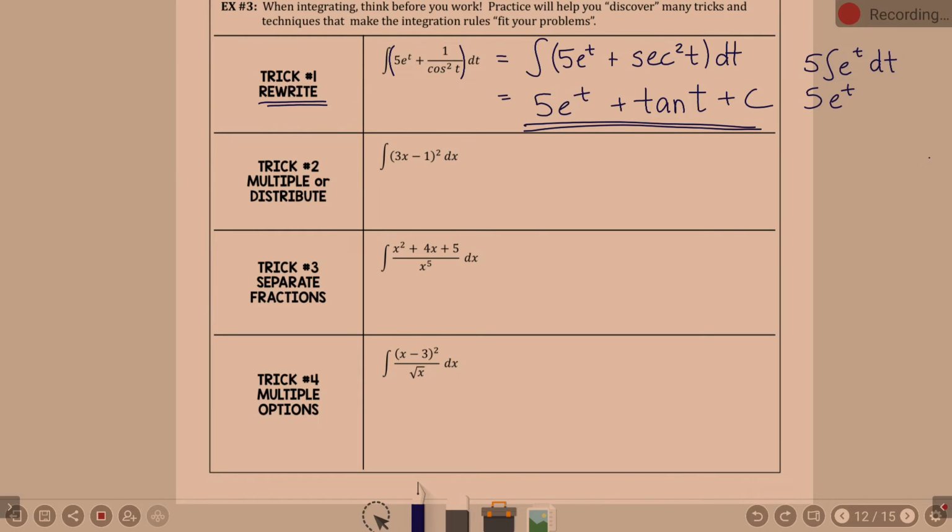Okay, so sometimes you have to rewrite things, put things in a different form. Sometimes, like on number 2, you really don't want to try and do the integral in this form. You can do the derivative in this form, not too bad, but you don't want to try and do the integral, or the antiderivative, in this form. So what do you know about (3x - 1) quantity squared?